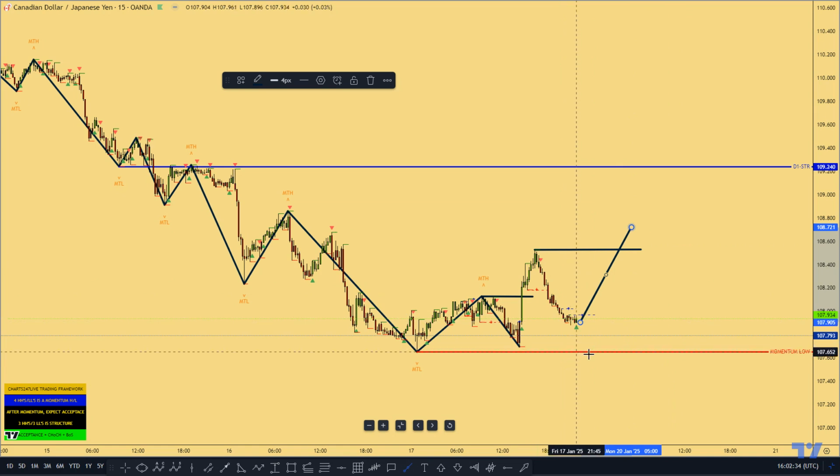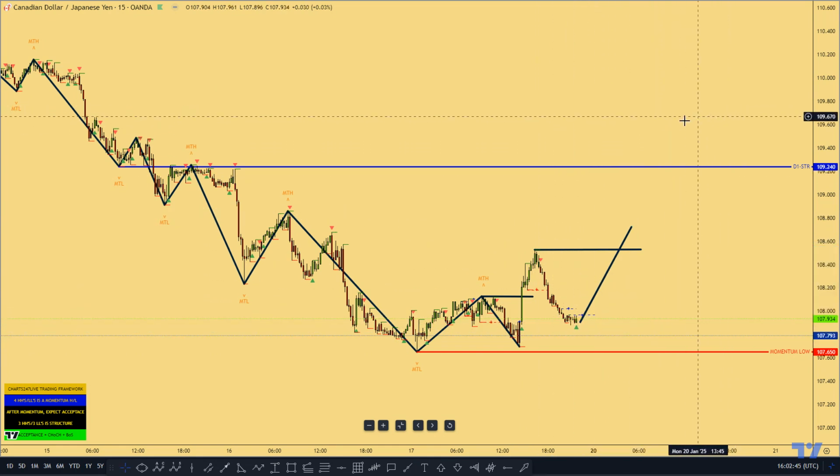So as long as the price remains above the momentum low from where we are right now, we don't want to be selling this. We want to be looking for an opportunity to buy the Canadian dollar, Japanese yen. So that is the CAD yen.